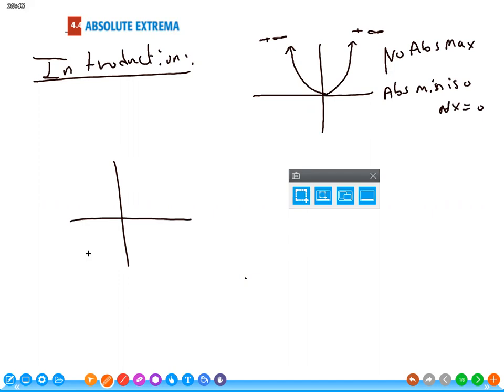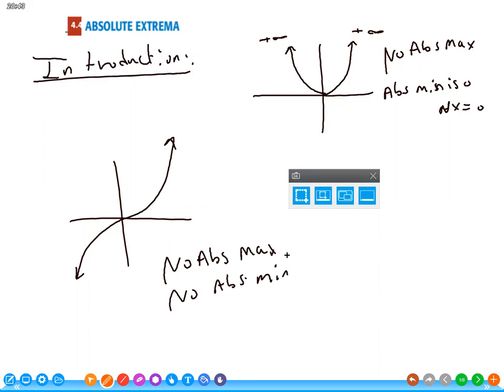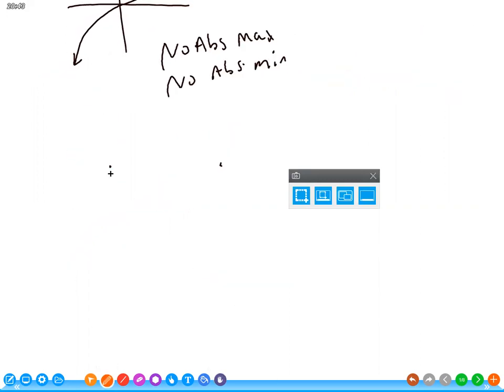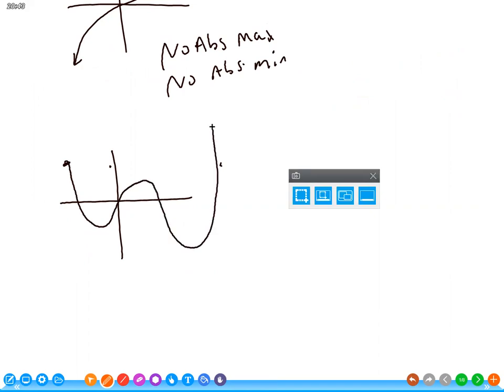Another example, if you have a cubic, assume we have a cubic here. So here no absolute maximum, no absolute minimum. Another, if we have a function starting here, decreasing till here, this is the closed interval from -2 till 7, assume. So this represents the absolute maximum, and this represents the absolute minimum.